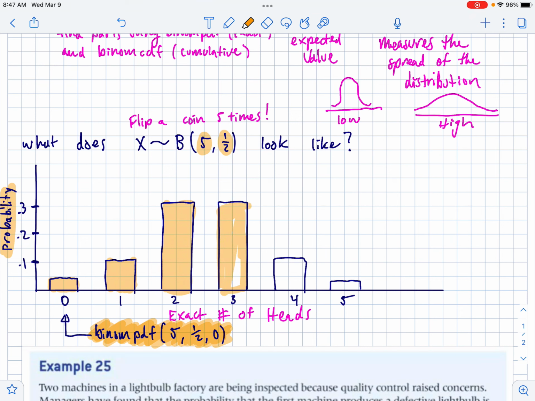Then the probability of getting 3 heads is the same as that. And then we get this symmetrical thing happening where the probability of 4 heads is the same as the probability of 1 head, and the probability of 5 is the same as the probability of getting 0. Which makes sense because if this probability is 1/2, then the complement of that happening is also 1/2. So you get this nice even distribution here. So this is a binomial distribution.